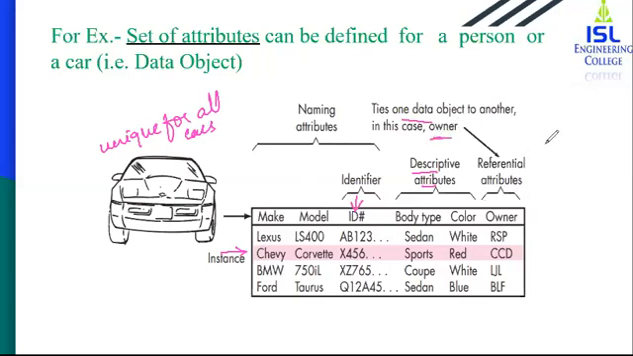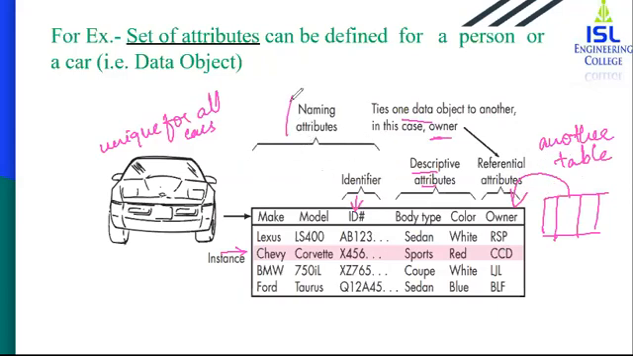As I told you, you can have another table that is there only for owners, or it has many more different fields. From those fields, we are picking one field that is the referential attribute. Suppose this is the field, so you're going to make use of that. You're taking a reference from another table, called your referential attributes. Now the maker of this particular car, the model, and the ID number, these three things are called your naming attributes.